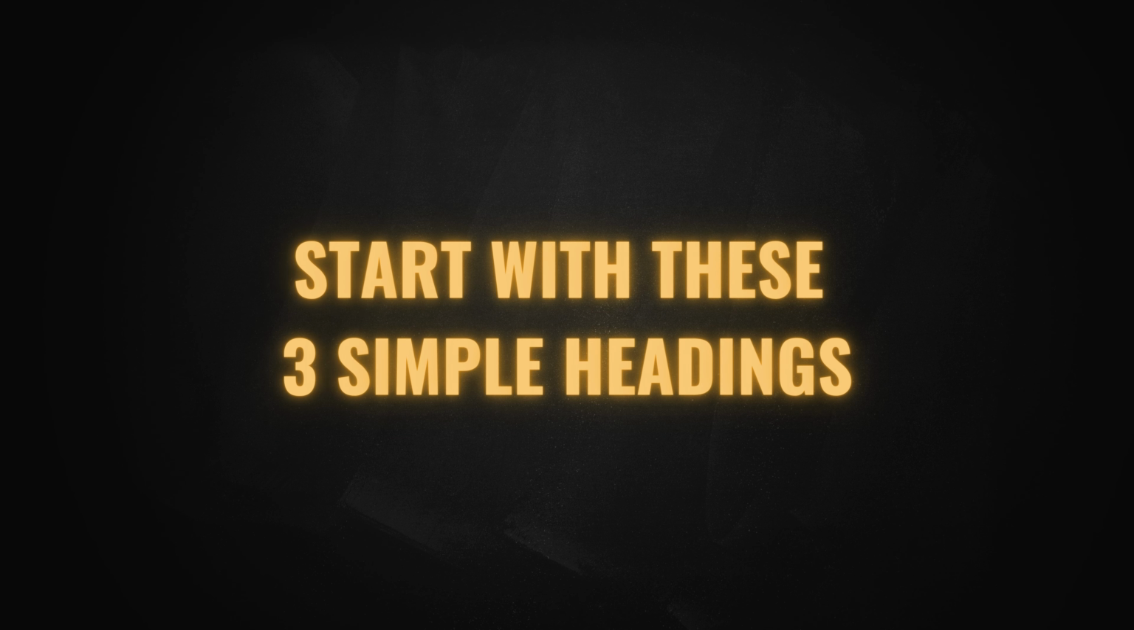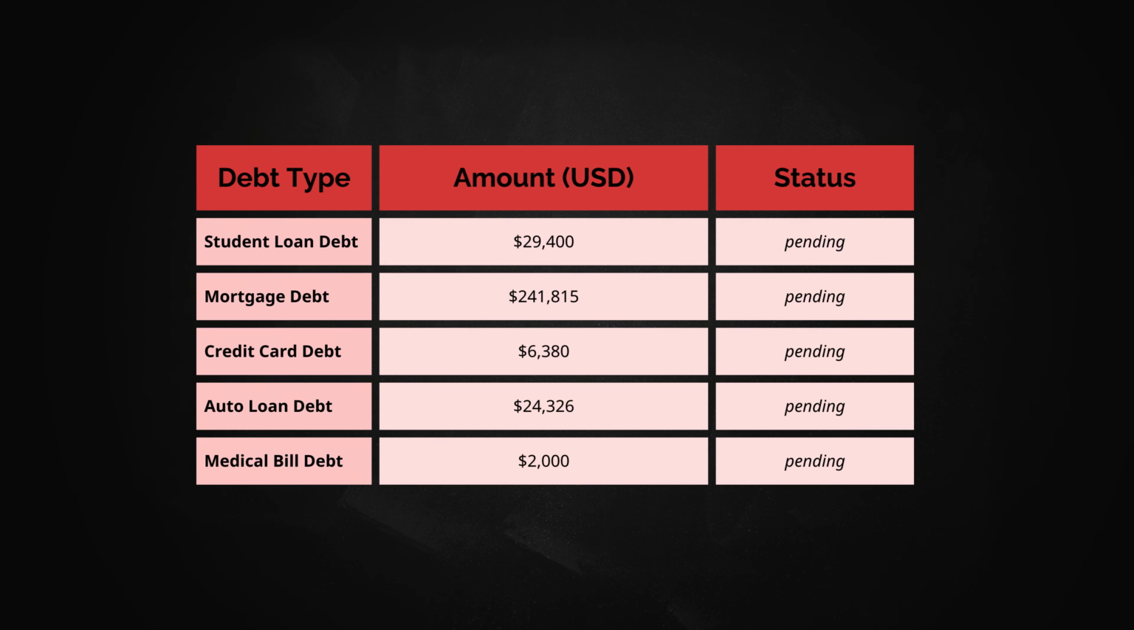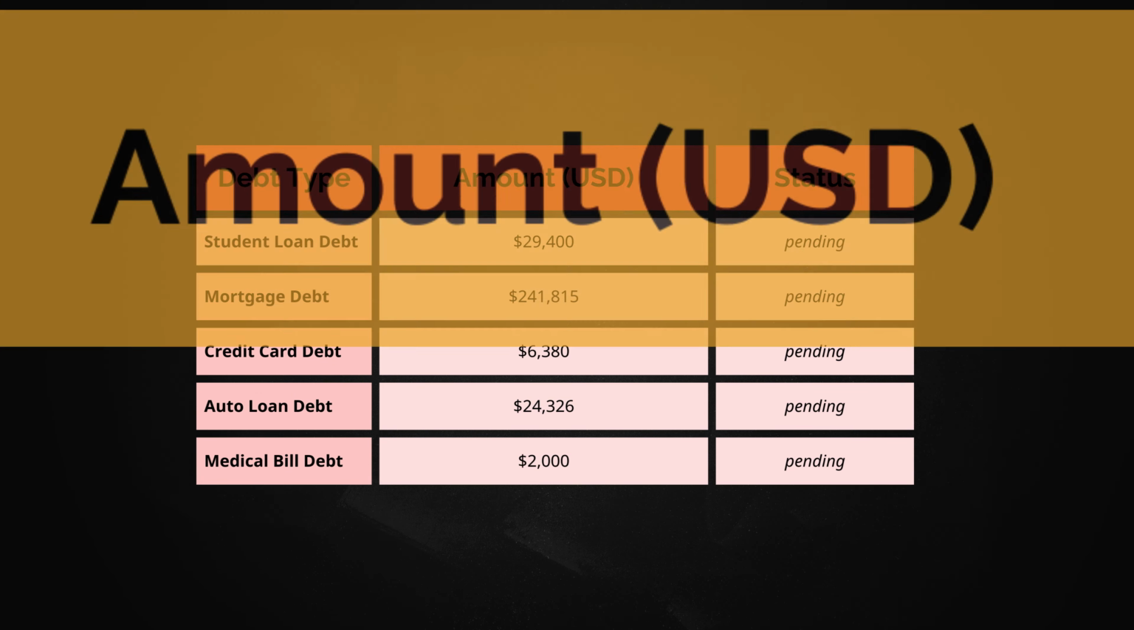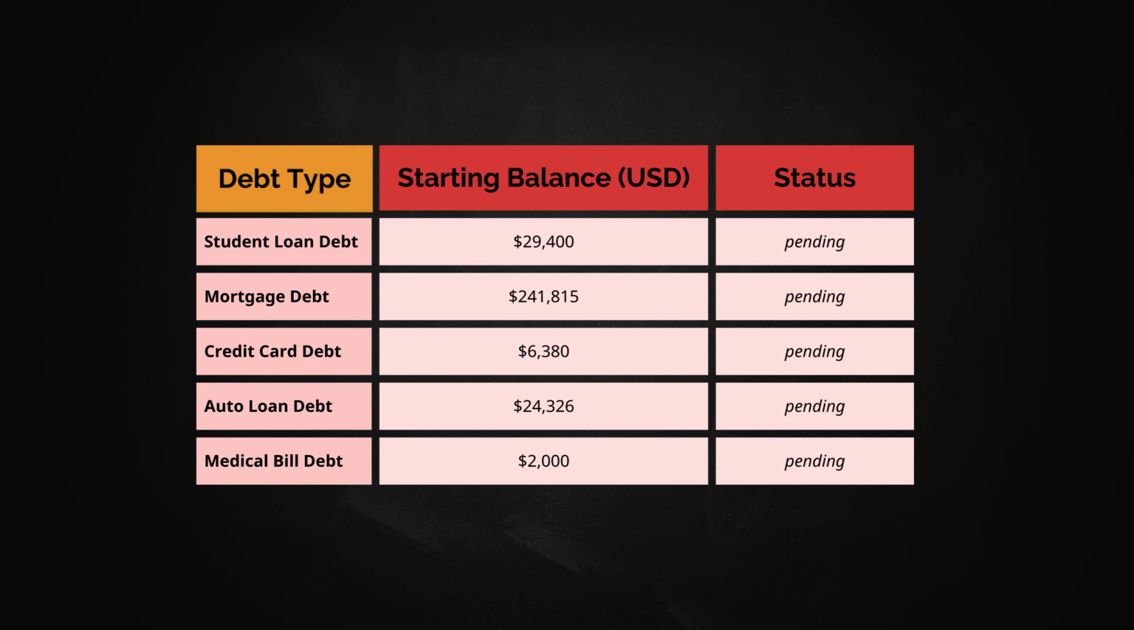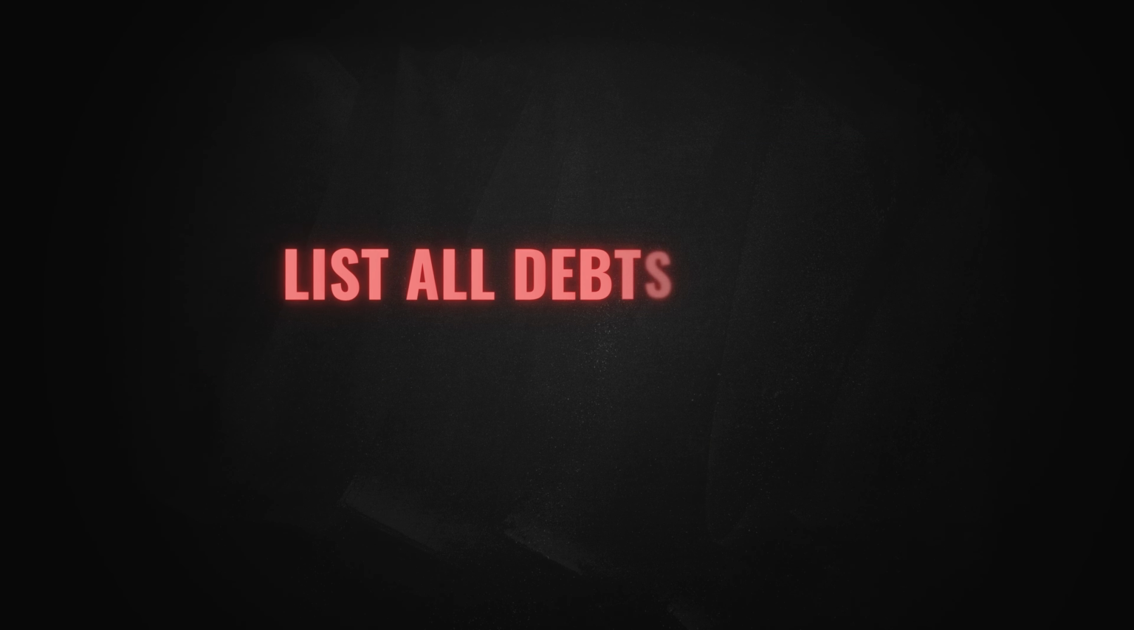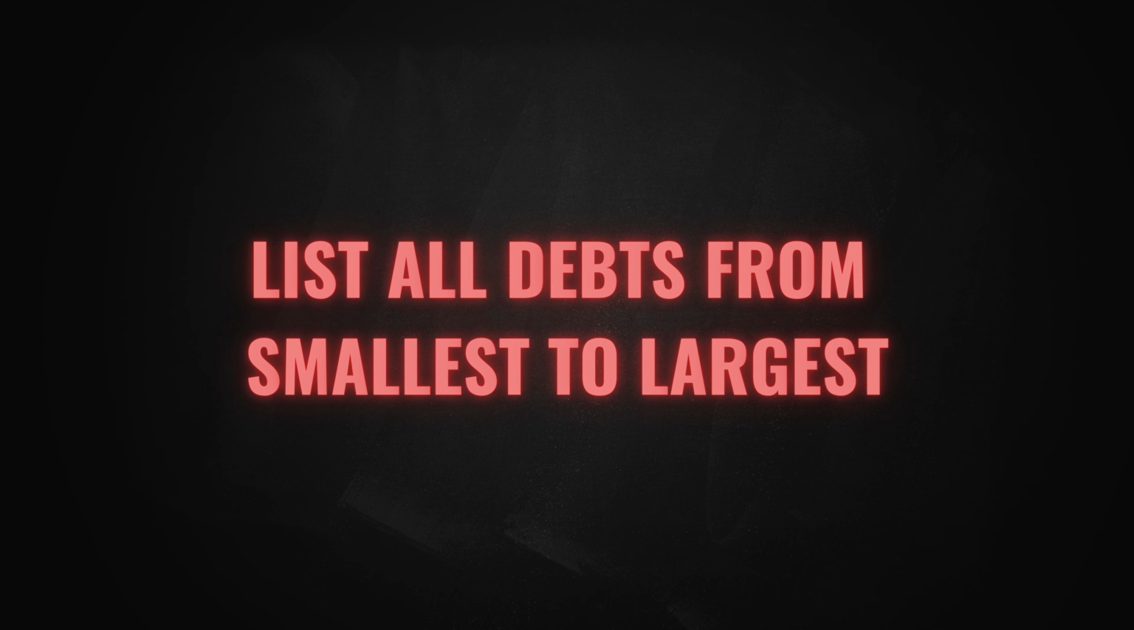Open a blank sheet. Start with these three simple headings: debt type, amount in US dollars, and status. Write down all your debts like this. List all debts from smallest to largest.